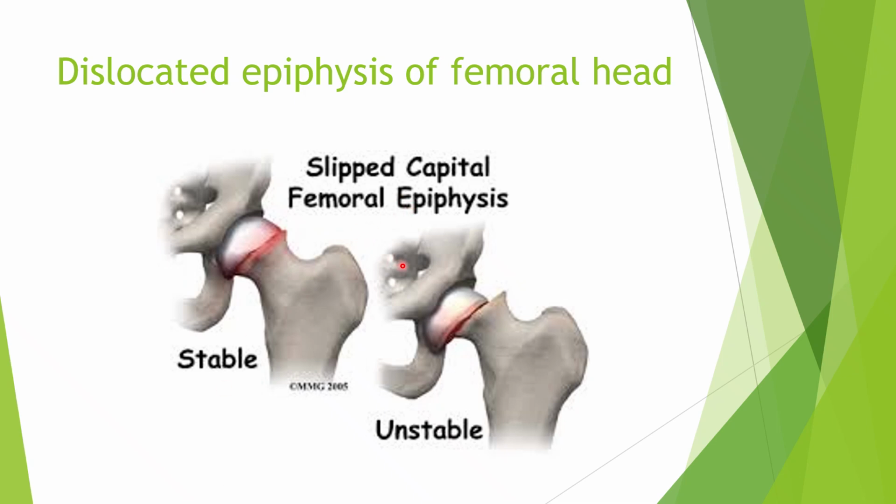This picture is showing dislocated epiphysis of the femoral head. In children and adolescents in the age group of 10 to 17, the epiphysis of the femoral head may slip away from the femoral neck because of the weakened epiphyseal plate. In such cases, there can be injury to the artery to the femoral neck. This can also lead to avascular necrosis.